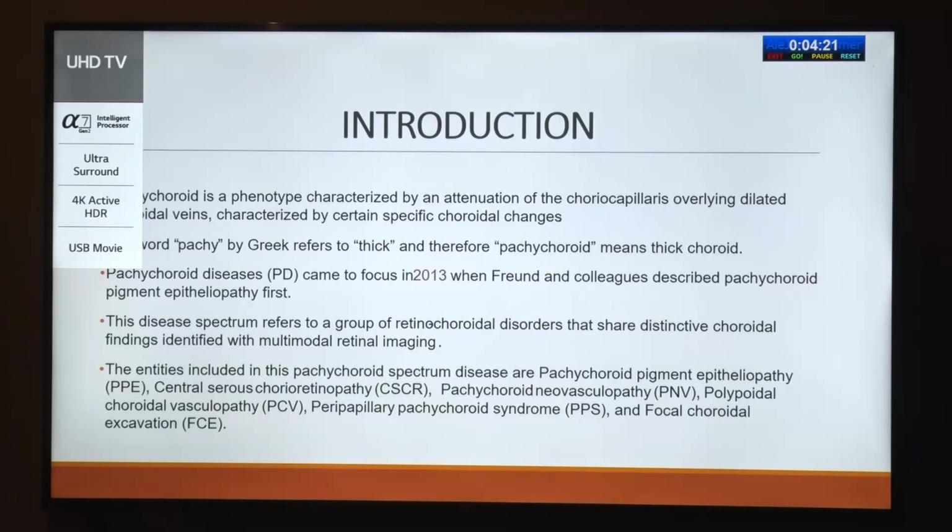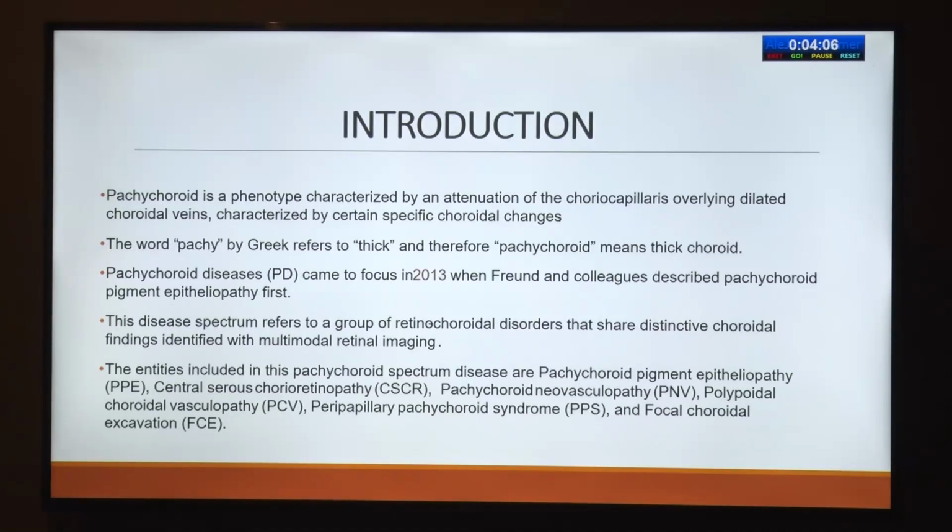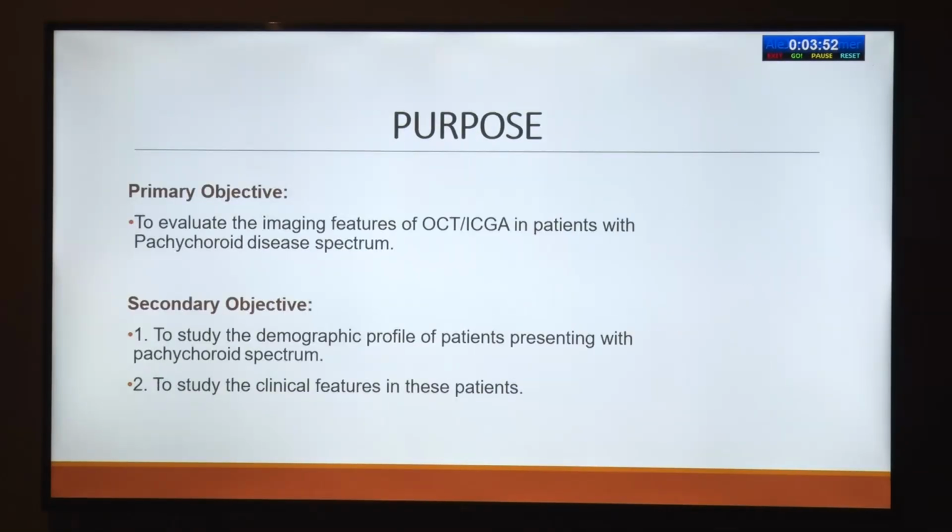The disease spectrum refers to a group of retinochoroidal disorders that share distinctive choroidal findings identified with different multimodal retinal imaging. The diseases included in pachychoroid are pachychoroid pigment epitheliopathy, central serous chorioretinopathy, pachychoroid neovasculopathy, polypoidal choroidal vasculopathy, peripapillary pachychoroid syndrome, and focal choroidal excavation.